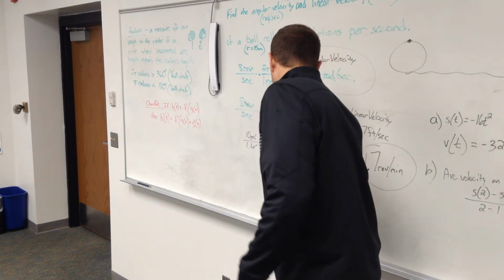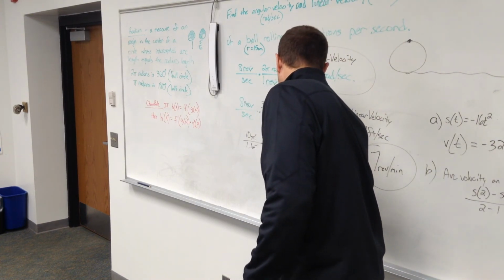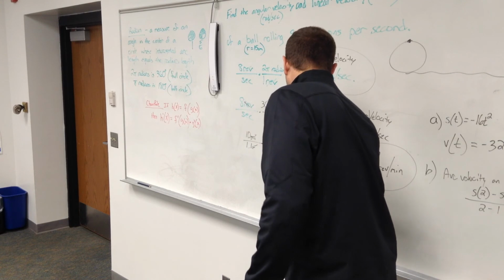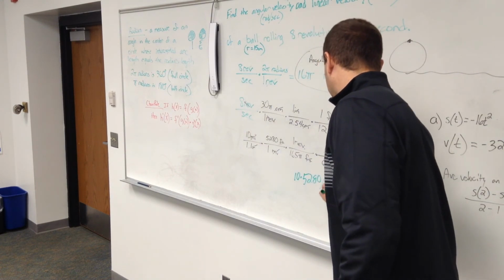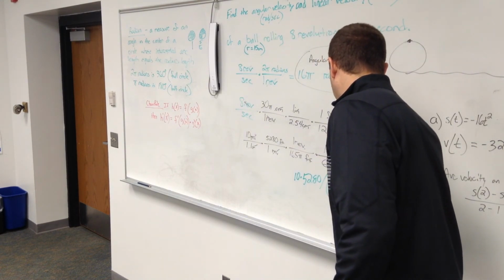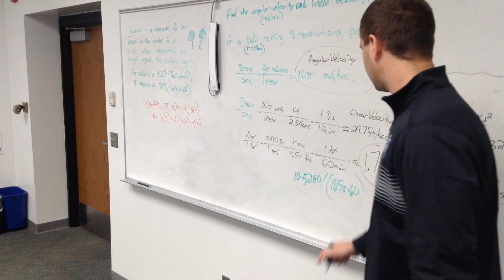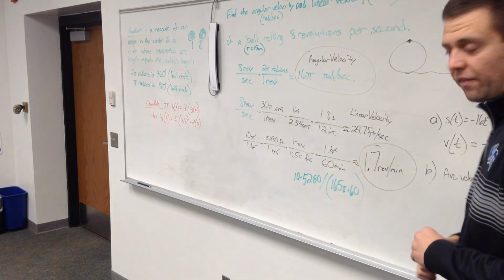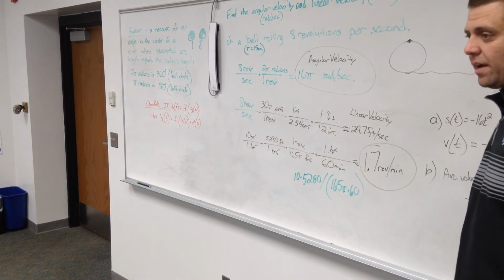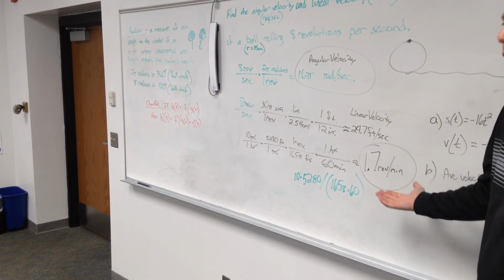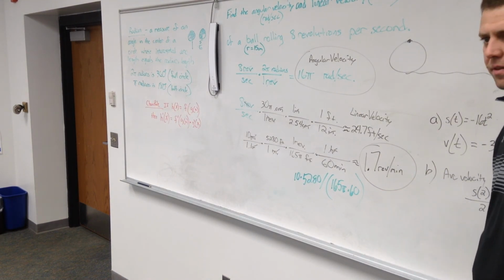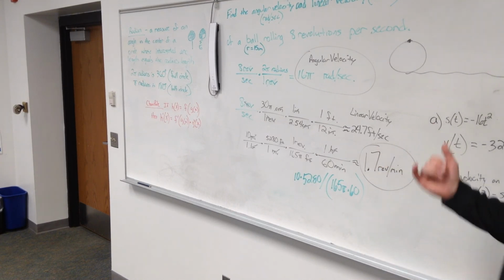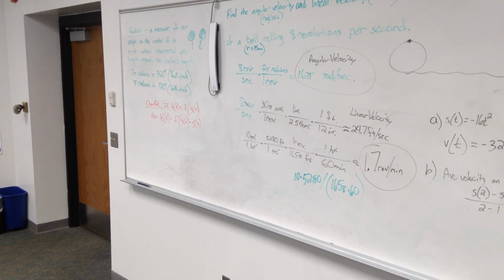Okay, so if you're going to do it in one step, 10 times 5,280 divided by parentheses 165 pi times 60 parentheses, because the calculator needs to know to divide it all by that. That's the way you could do it in one step if you wanted to. Some of you probably need to practice a little more with the calculator to get those correct. All right, so that is angular velocity and linear velocity.